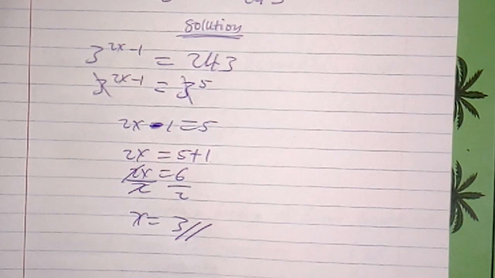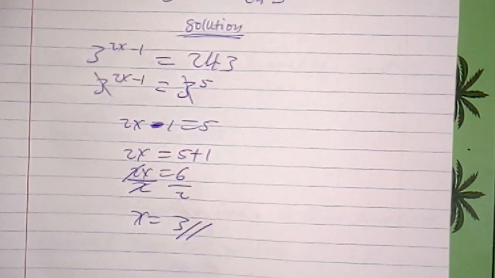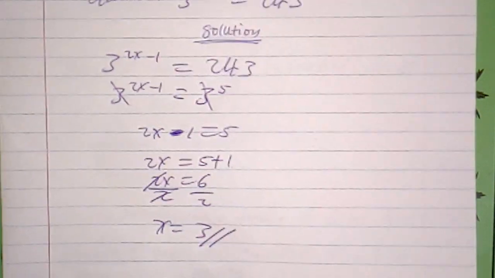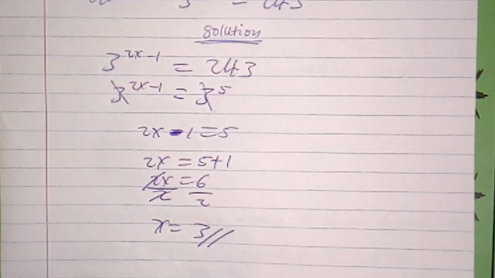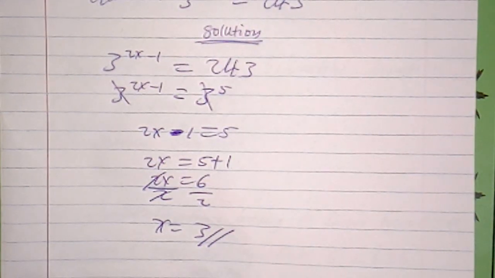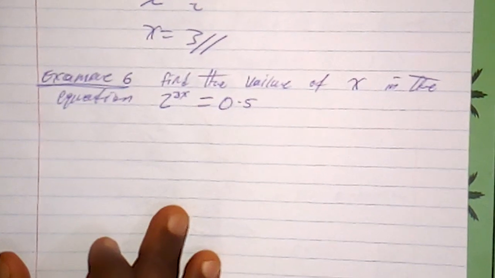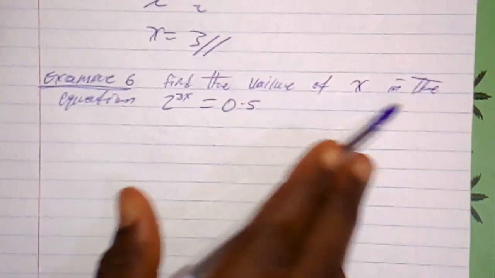Is it understandable? Please, if you don't understand, replay again the video. I believe you understand more precisely. Pay attention, focus on my explanation, and as well, practice along with me, right? We move to example 6. Find the value of x in the equation.